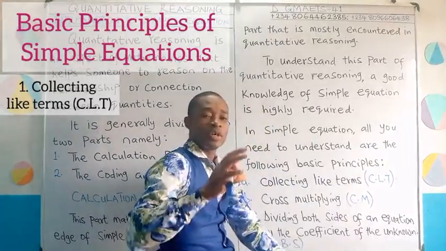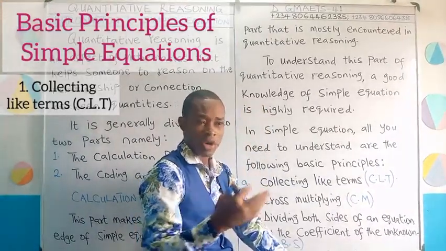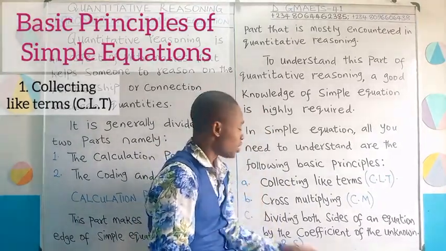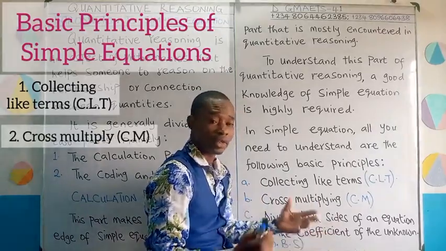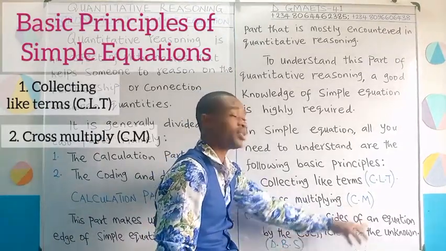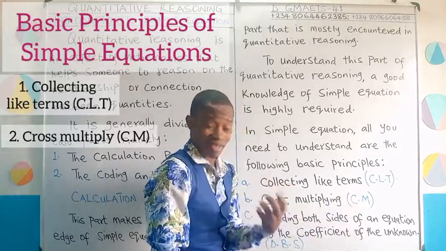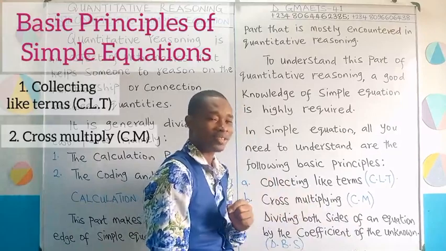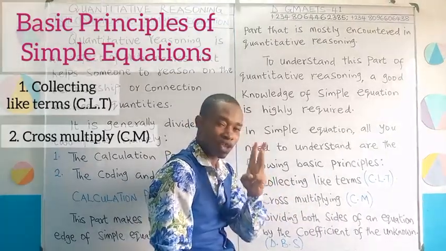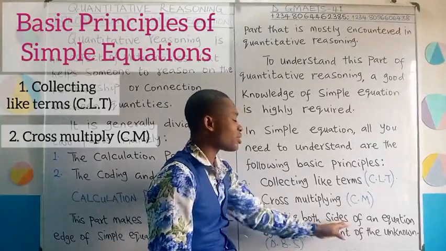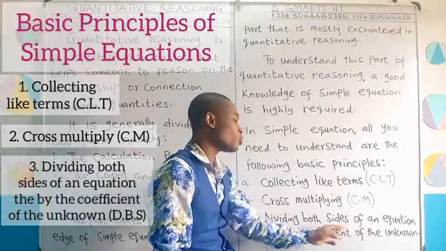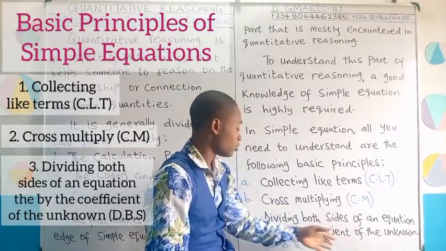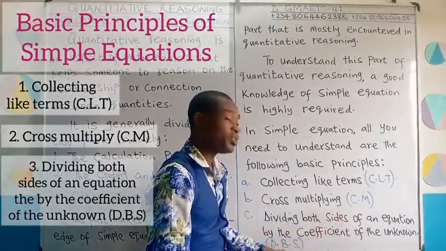So when you are dealing with simple equations, there are problems, questions that will be given to you, and you need to do what we call collect like terms. The second principle is cross-multiplying. We're going to use CM for it. Again, there are some simple equation problems that will be given to you that will require that you do cross multiplication. Then principle number 3 you should know is that which we call dividing both sides of an equation by the coefficient of the unknown. I'll explain all these things as we are moving on. That dividing both sides, we use DPS for it.